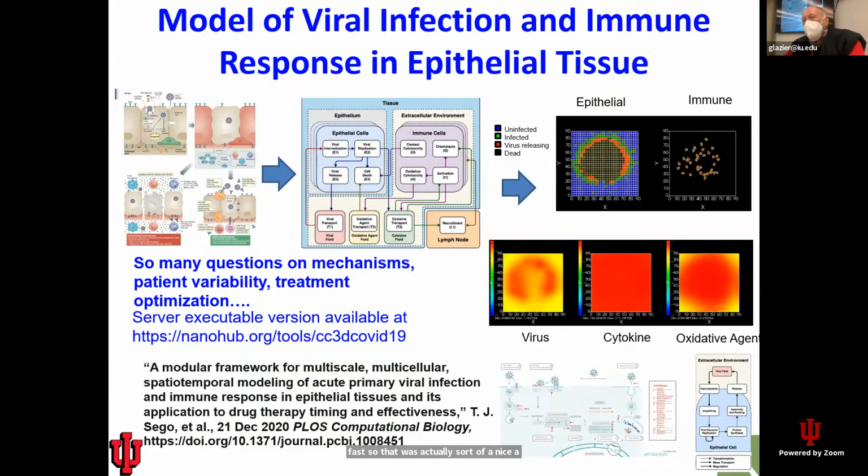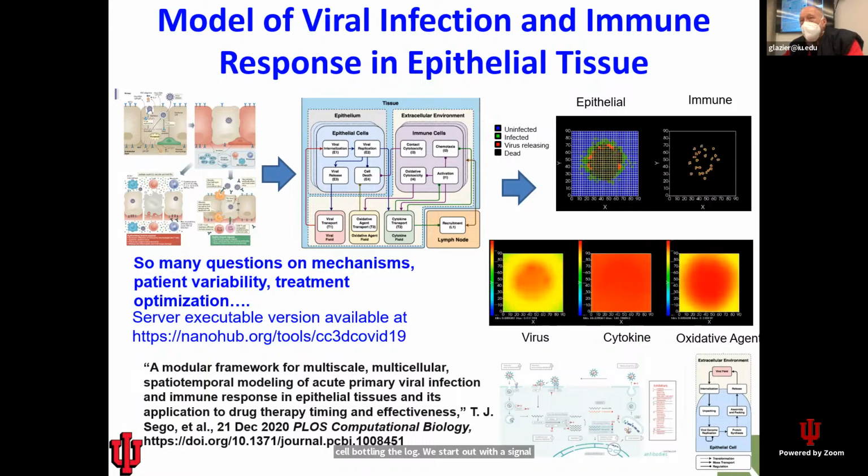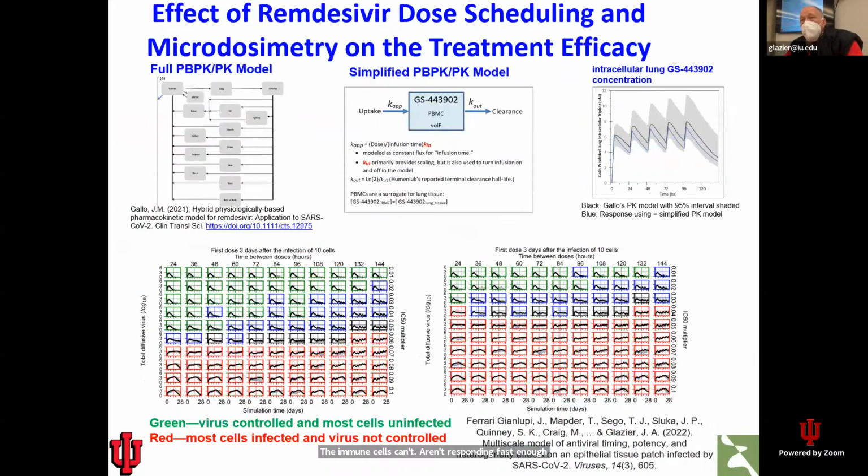So in this case, we have a little patch of epithelial cell modeling the lung. We start out with a single infected cell in the middle of that epithelium. That infected cell produces additional virus, which spreads and infects other cells. It pulls in immune cells. The immune cells try to control the infection. In the particular image that I'm showing here, the immune cells aren't responding fast enough, and the infection will kill all the cells in the patch of tissue.